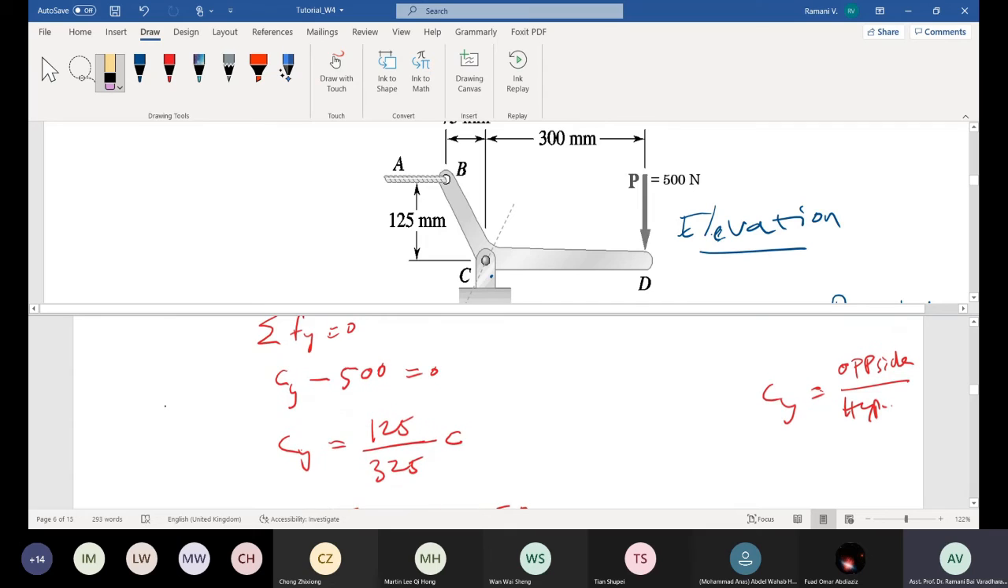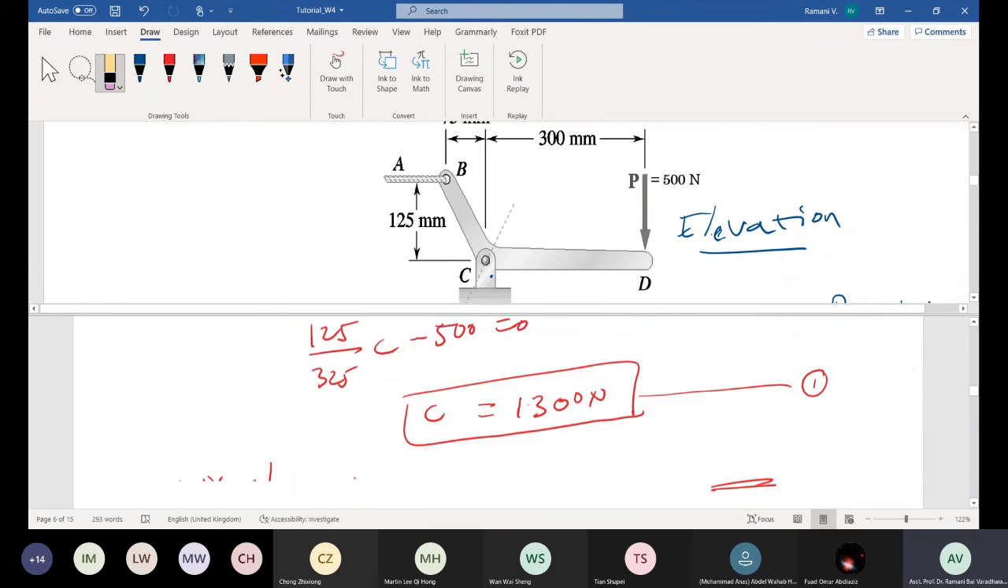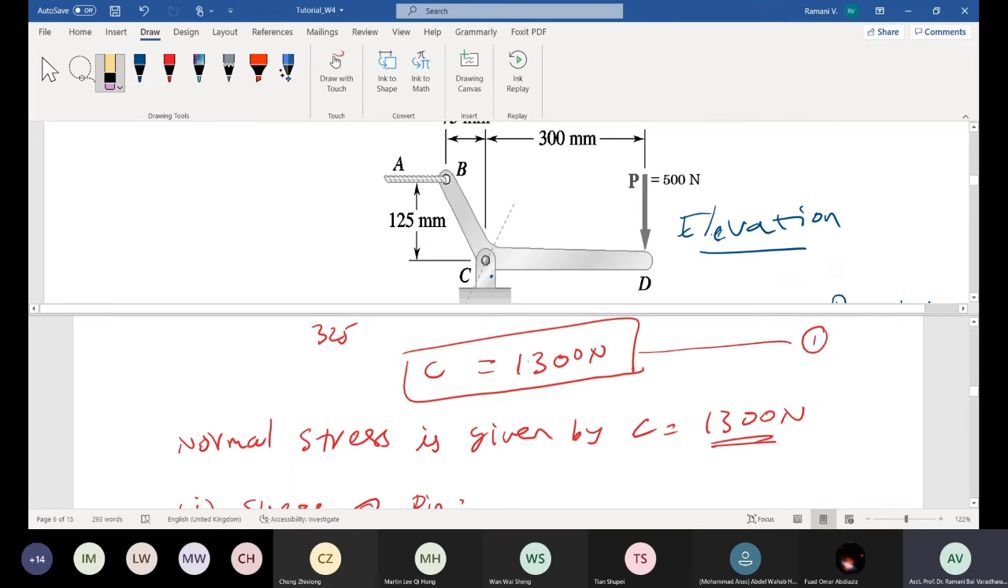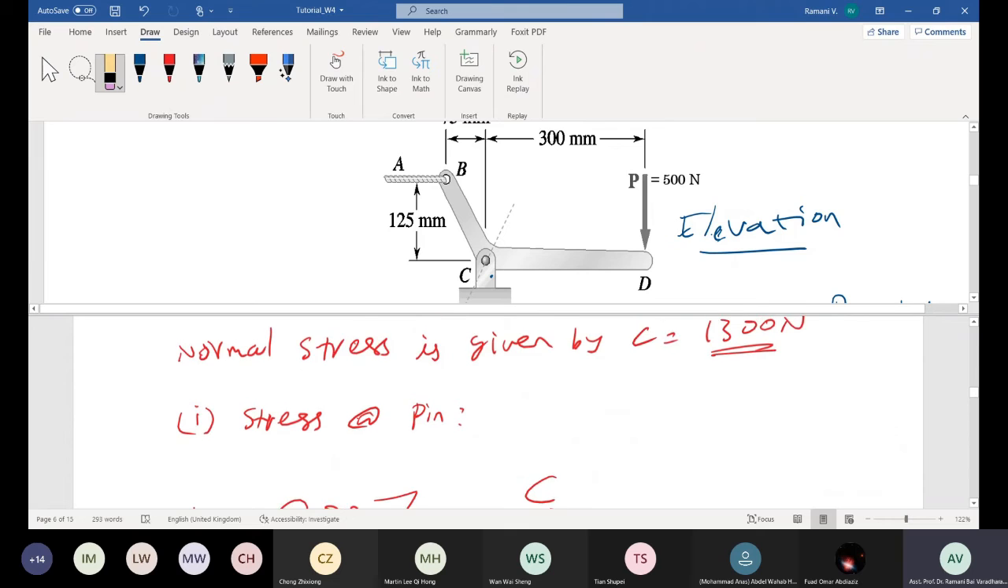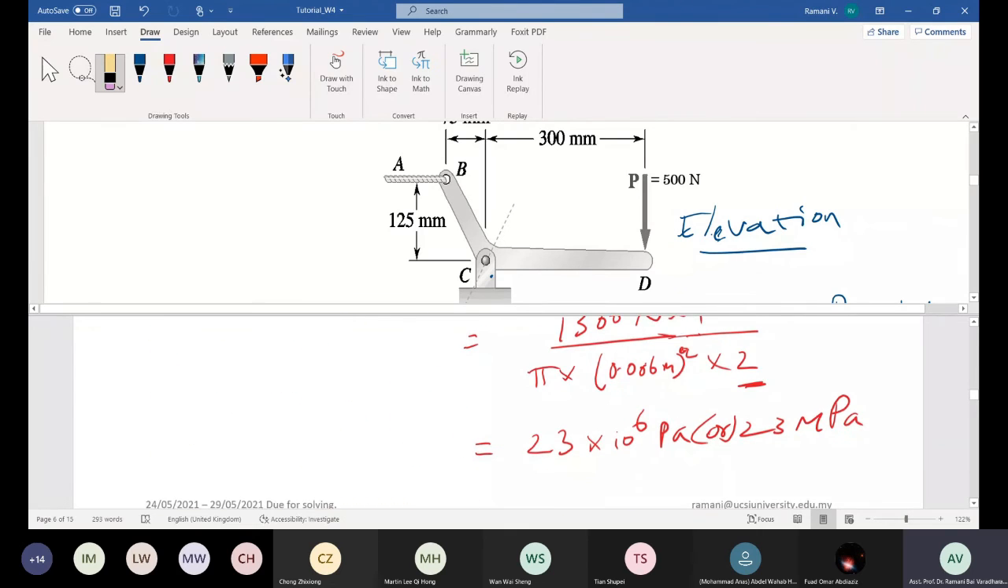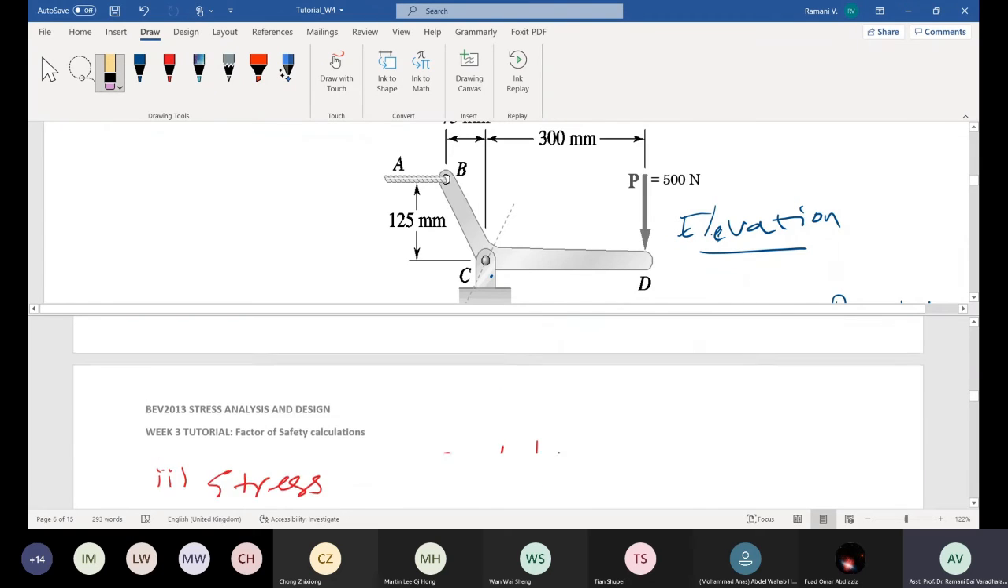So we resolve all the vertical loads. We have Cy, because it's inclined, I take the Cy component in the vertical direction minus the load, rearrange, and you will get the load in this direction, ending up with C. Then we followed one by one for calculating stress at the pin, stress at the bracket, stress at the pedal. I stop here for this question.